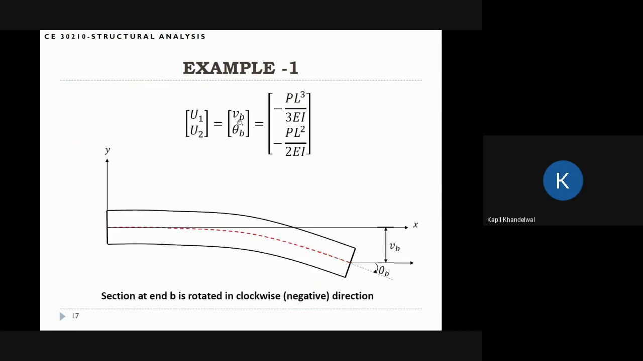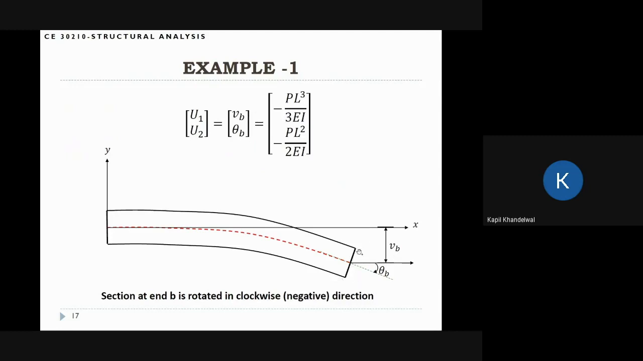So U1 is actually VB and U2 is theta B. And you can see that they're both negative. The reason is because the load was acting downward. So you can see that the end here, B, moves vertically down. That's the reason VB is negative.